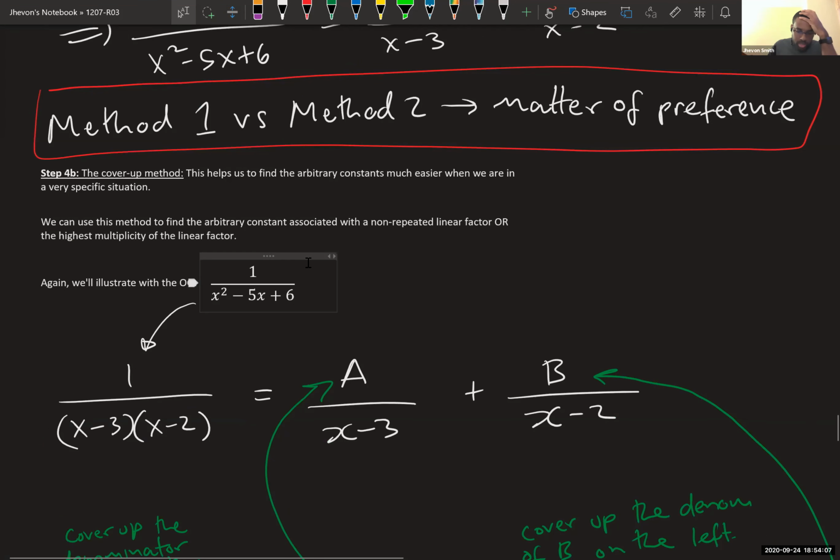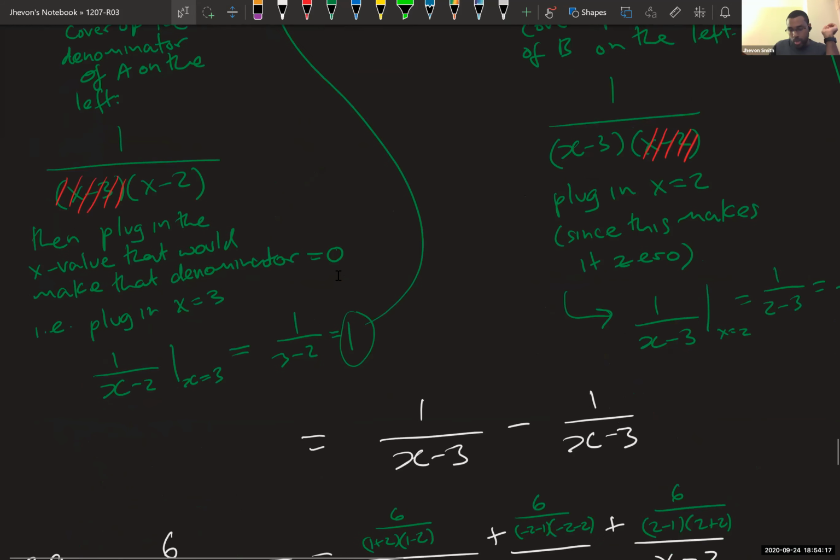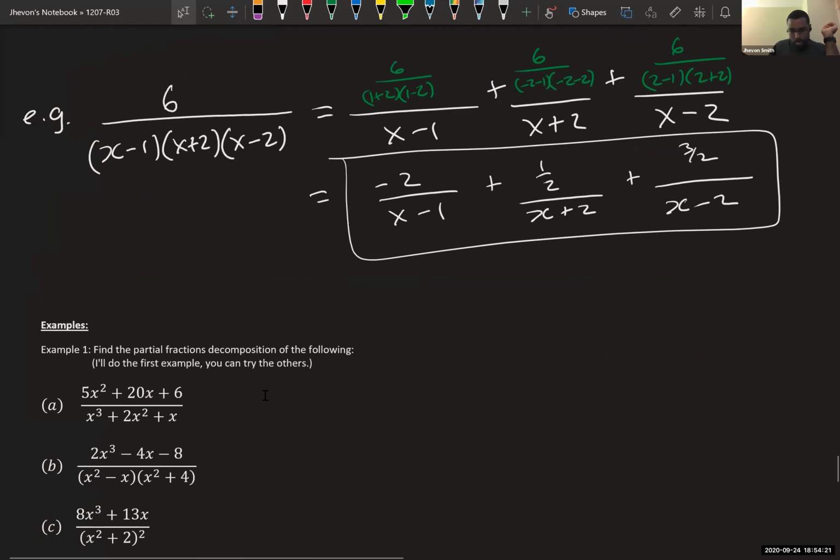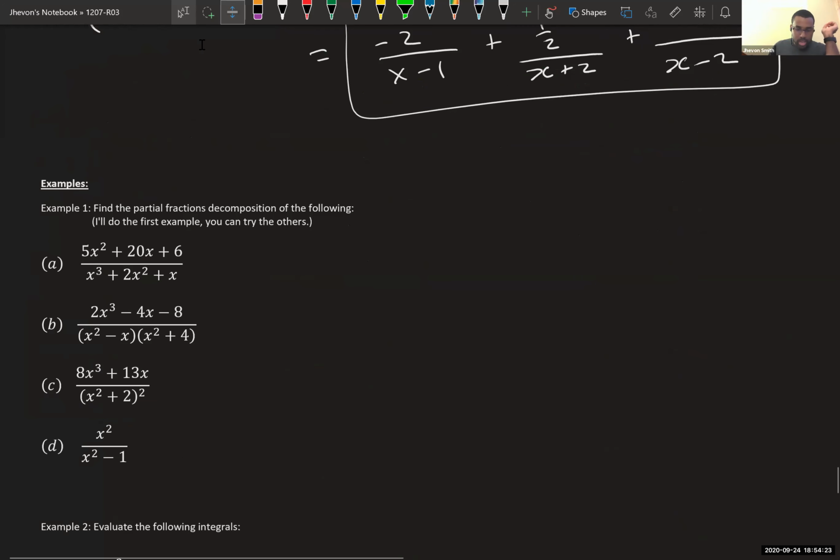Yeah, the cover-up method works in a few instances. I mentioned the instances here. I'll talk more next time about the cover-up method, why it works, and maybe show you a different scenario in which it can work where the higher power is. So let me actually just make a note of that.